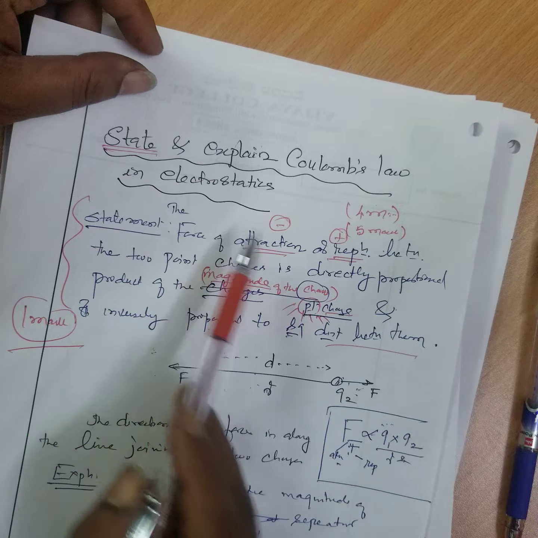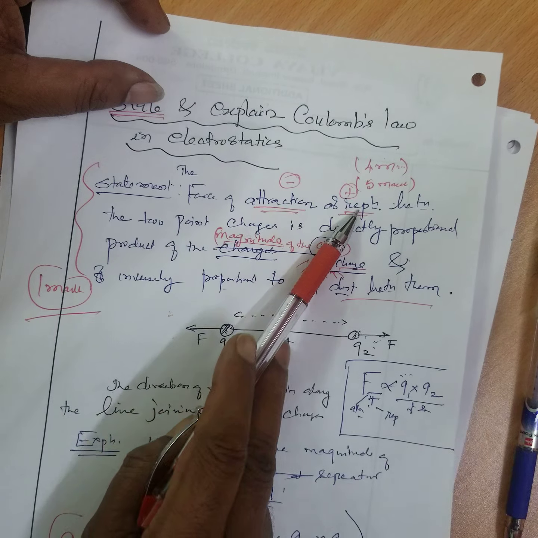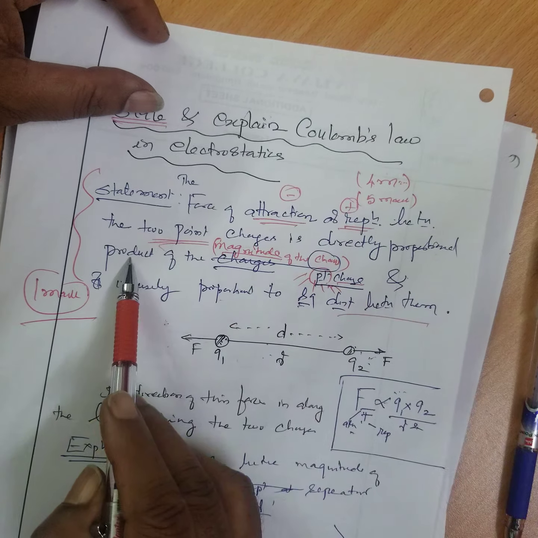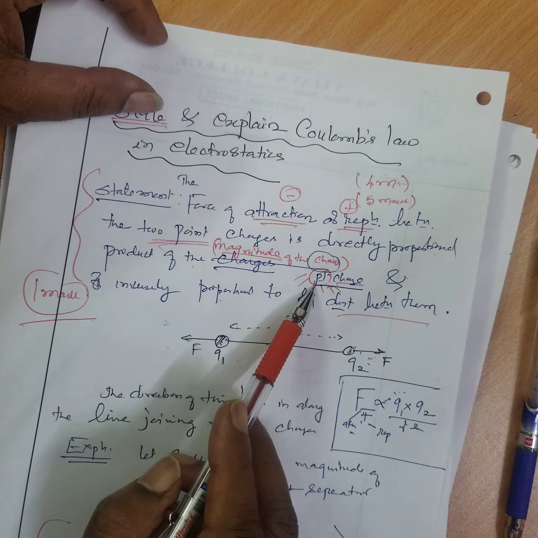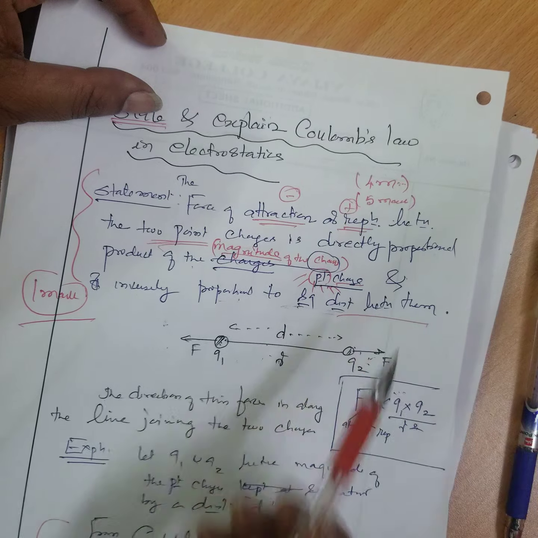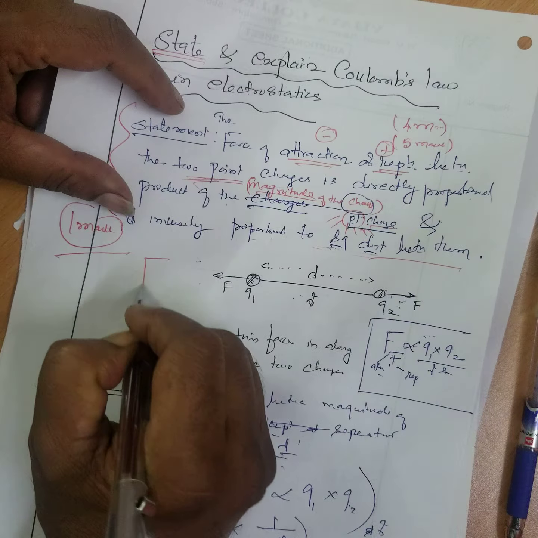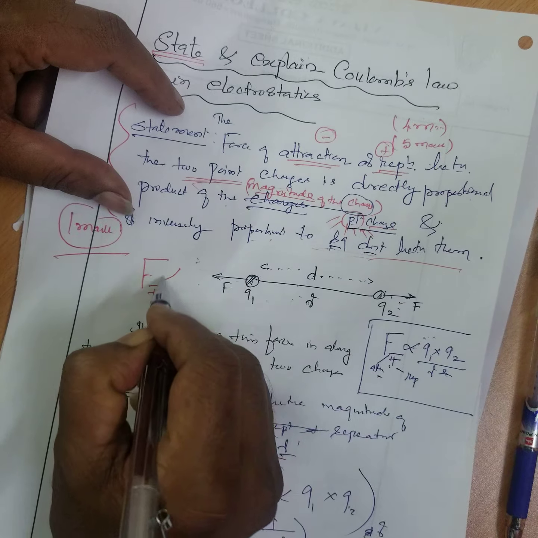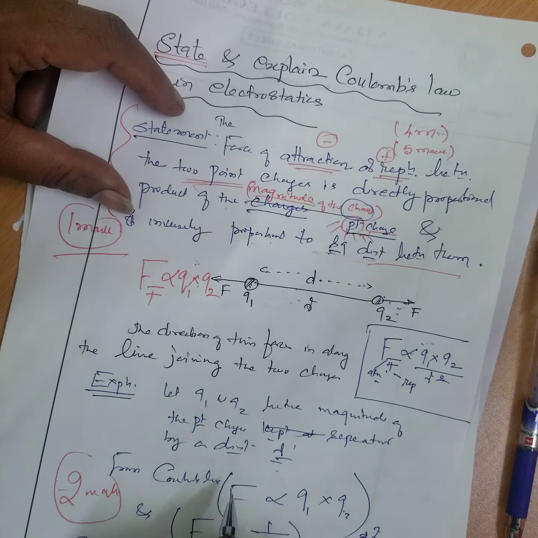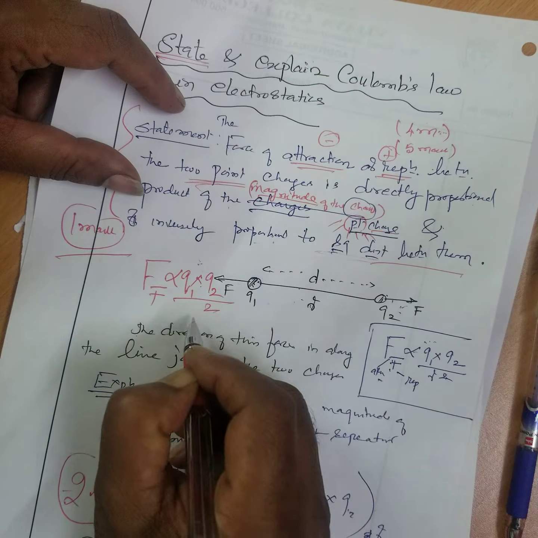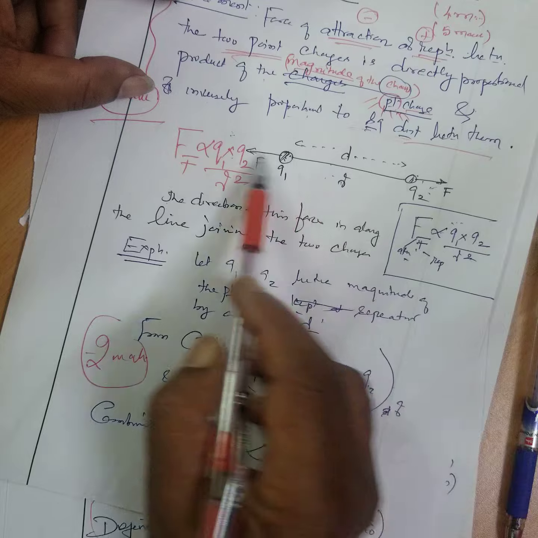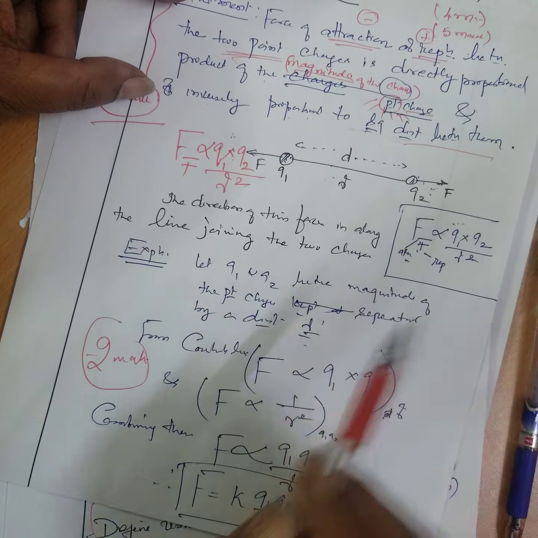State and explain Coulomb's law in electrostatics. The force of attraction or repulsion between two point charges is directly proportional to the product of the magnitude of the charges and inversely proportional to the square of the distance between them. The direction of the force is along the line joining the charges.